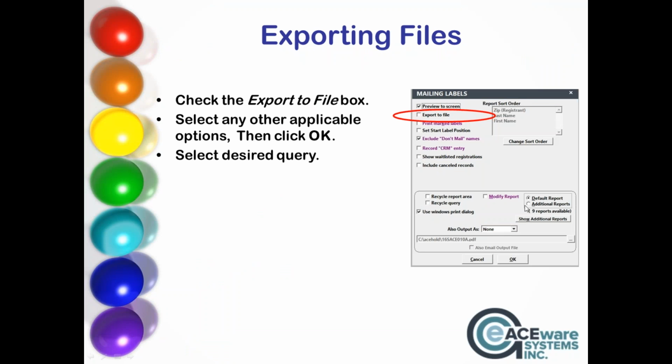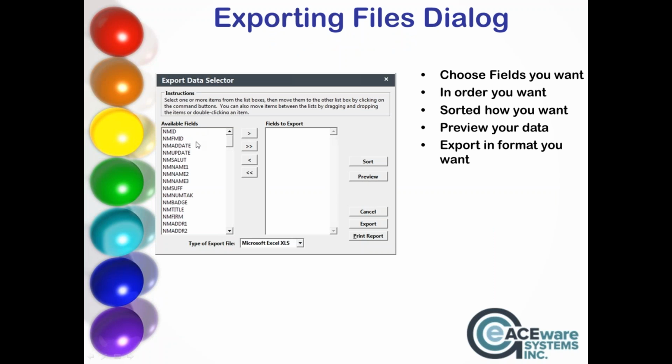Favorite reports for others. Exporting files. Now, we talked about that's one of your options of reports: the main reports, the function key reports, quick reports, and exporting the raw data to a file so that you can do whatever you want to with it. So basically, export the file. You can include the canceled, whatever else you want to do. It'll then give you a dialog box where you can click on the fields you want.